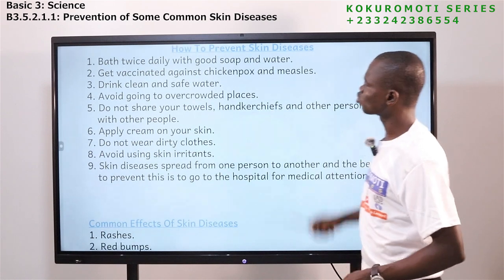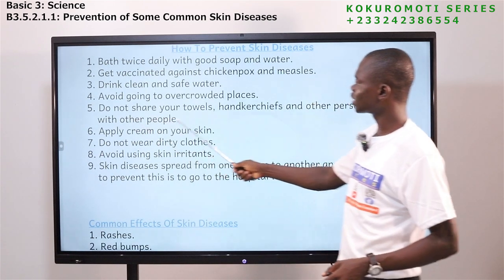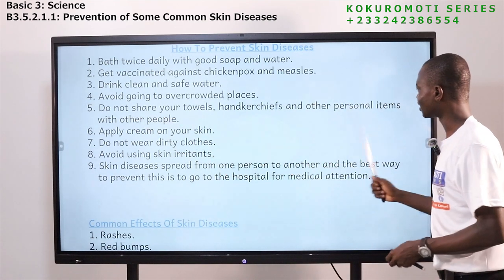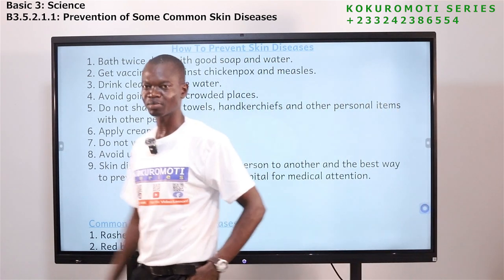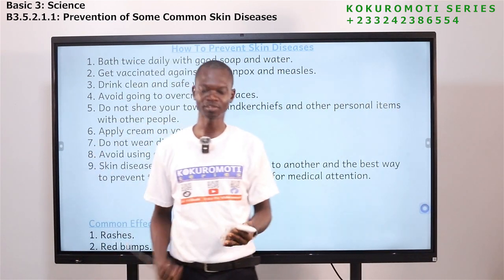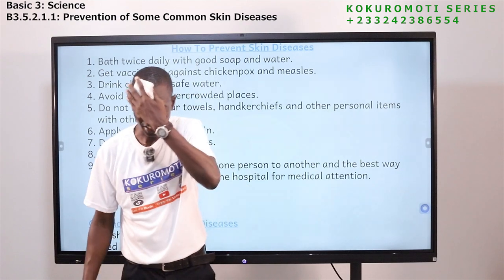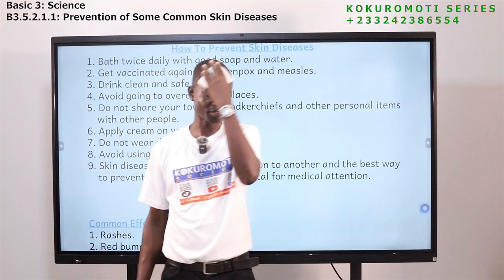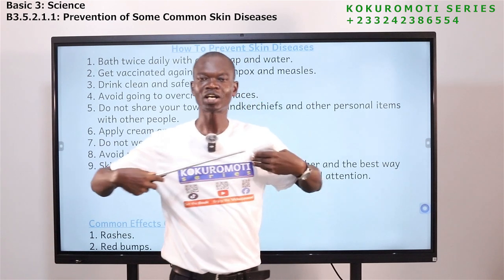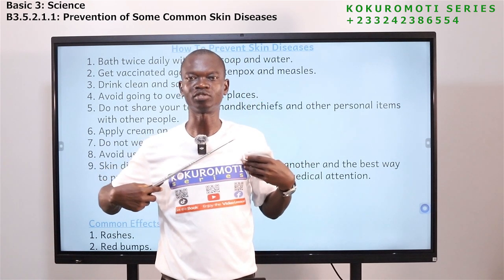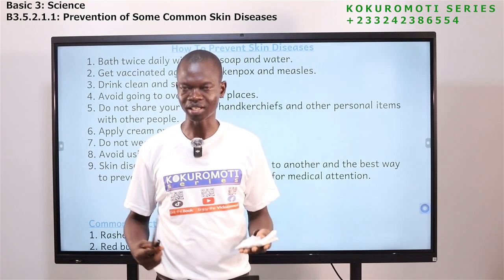The next one is do not share your personal towel, handkerchief, and other personal items with other people. For example, this is my handkerchief. If I want to clean my face, I use my own handkerchief. I will not come and take your handkerchief. You too, you will not come to me for a handkerchief to clean your face. So get your own thing.